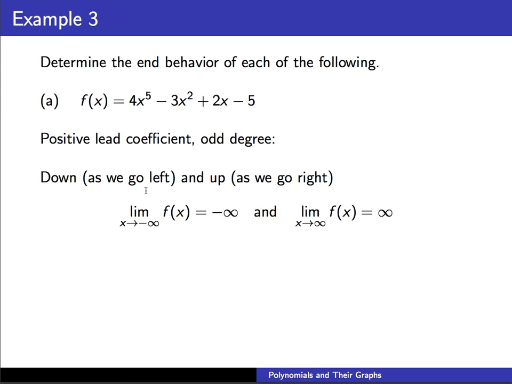So going down as we go to the left is the limit as x approaches negative infinity, and going down on our graph means f of x is negative infinity. So the limit as x approaches negative infinity of our function is negative infinity. And as we go to the right, as x approaches positive infinity, the limit of f of x is going up, positive infinity. So anytime you see down on the graph, it's negative infinity, where your y values are more and more negative. Anytime you see up, it's positive infinity, where your y values are more and more positive.